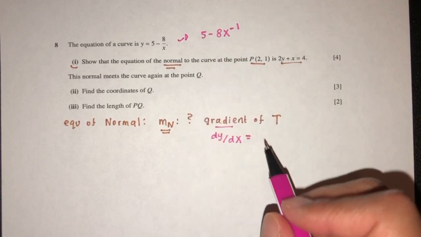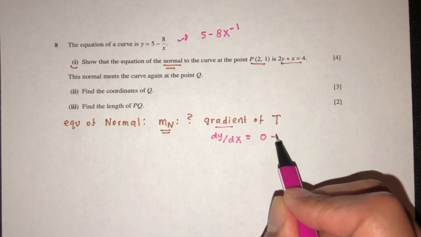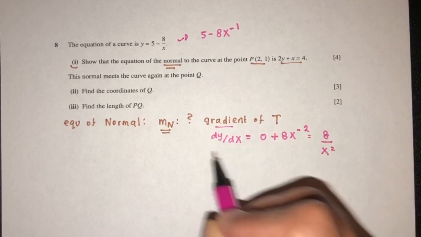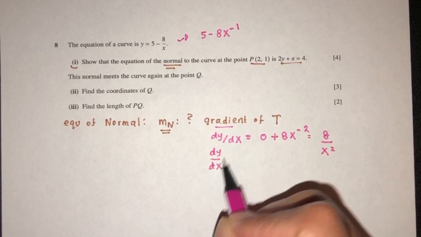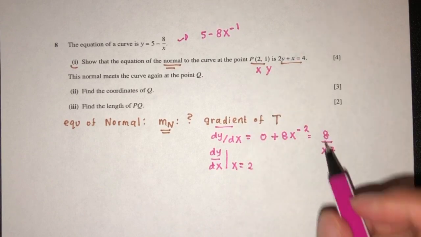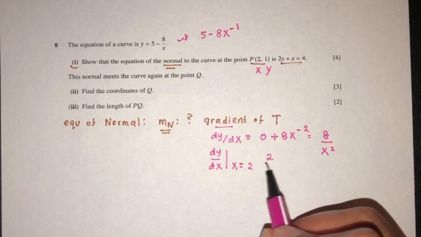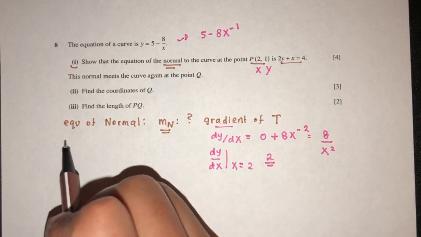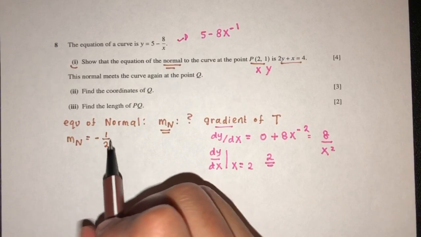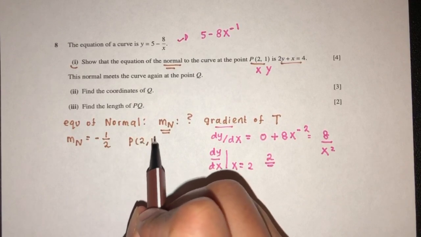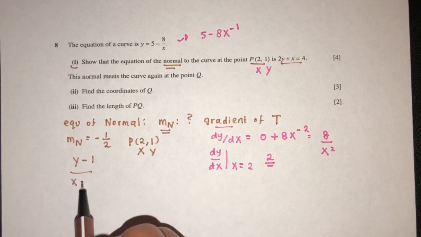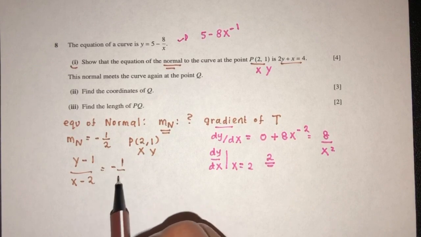That will be pretty easy. That will be 0 here. Then we have plus 8 x minus 2, 8 over x squared. Now dy by dx at the value of x equal to 2, right here, x and y, 2. That will be 8 over 4, that should be 2. Which means the gradient of normal has to be minus half. And the passing point, 2, 1, that is x value and y value. So (y minus 1) over (x minus 2) will be minus half.